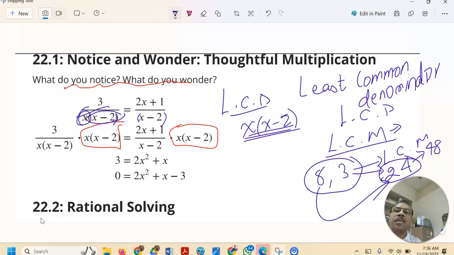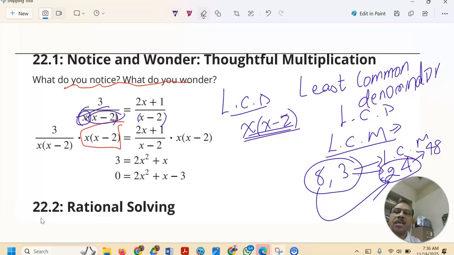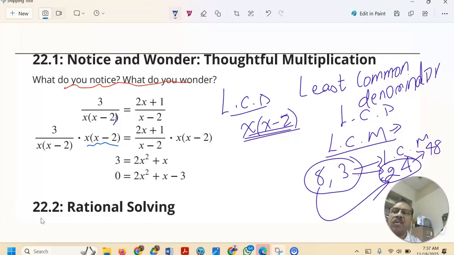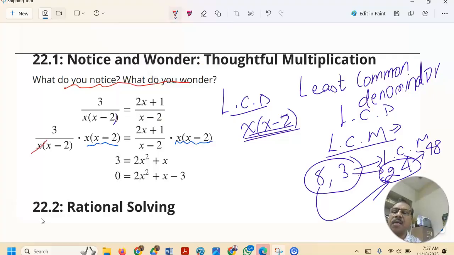So, the question was, what do you see? You notice that the least common denominator is multiplied on both sides, using the multiplication property. This piece is common, so multiply both sides. Once you multiply both sides, x and x cross out, and x minus 2 and x minus 2 also cross out. On the right side, x minus 2 and x minus 2 cross out. What you are left with is... they skipped one step. There's one step missing here.